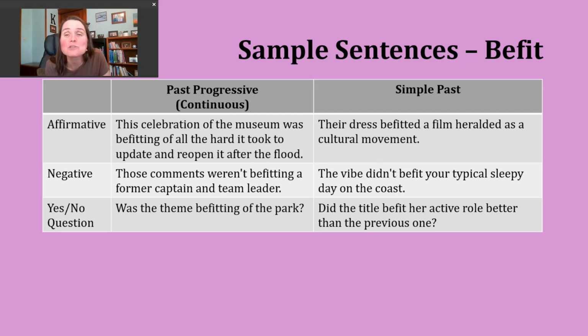Finally, if you want to make a yes or no question in the simple past tense, start with did, then you'll have your subject, and then the base verb. Again, no ed form of the verb here in our yes or no question. Here's my last example. Did the title befit her active role better than the previous one? This is really asking, is this new title more suitable for this individual?